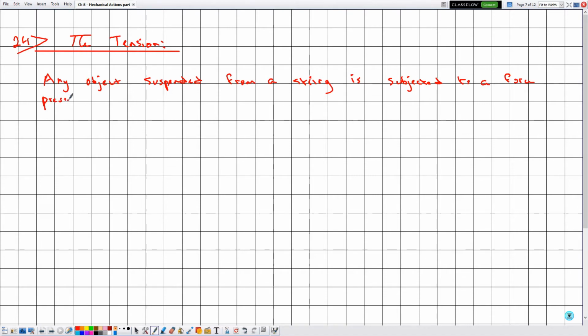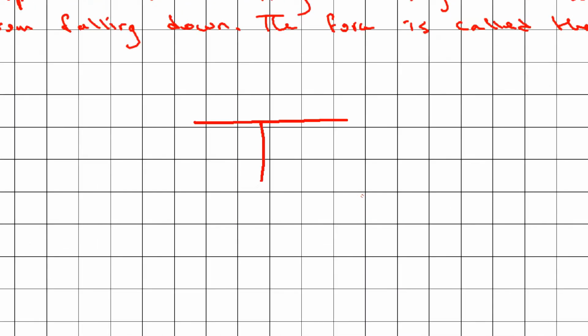Here what we are doing is exactly the same discussion that we had in order to introduce the normal reaction: preventing it from falling down. The force is called the tension force. In order to illustrate what I mean by this statement, suppose here we have a string. From one end it's fixed to a support, and from the other end we suspend a solid S.